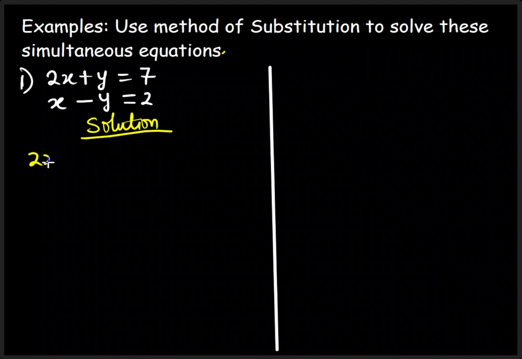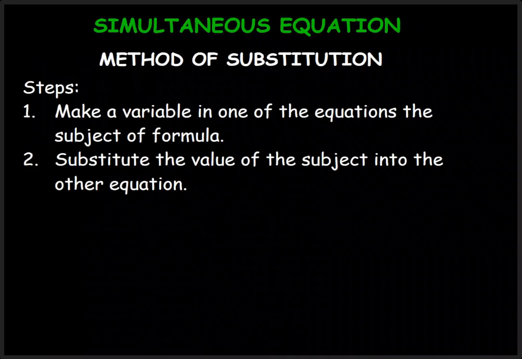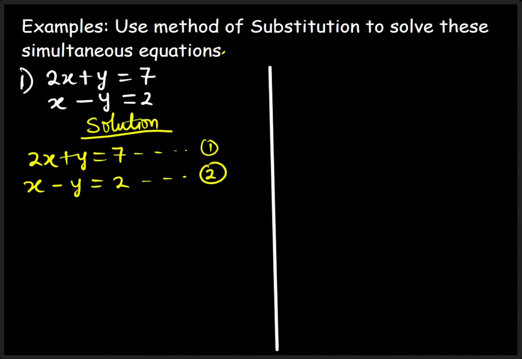So we have 2x + y = 7. I think I can name this equation 1, and then we have x - y = 2, which can be named equation 2. All right, from our steps, we say make a variable in one of the equations the subject of formula. So you pick an equation, and then you make one of the variables in that equation the subject of formula. Remember, we have two equations here, equation 1 and equation 2.